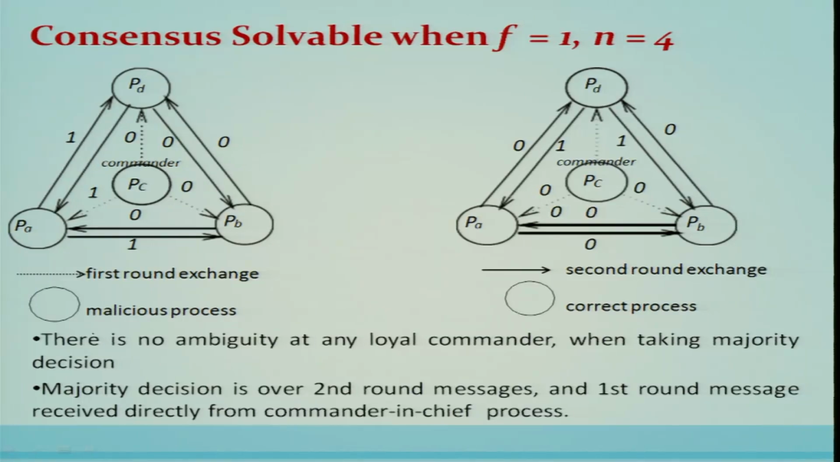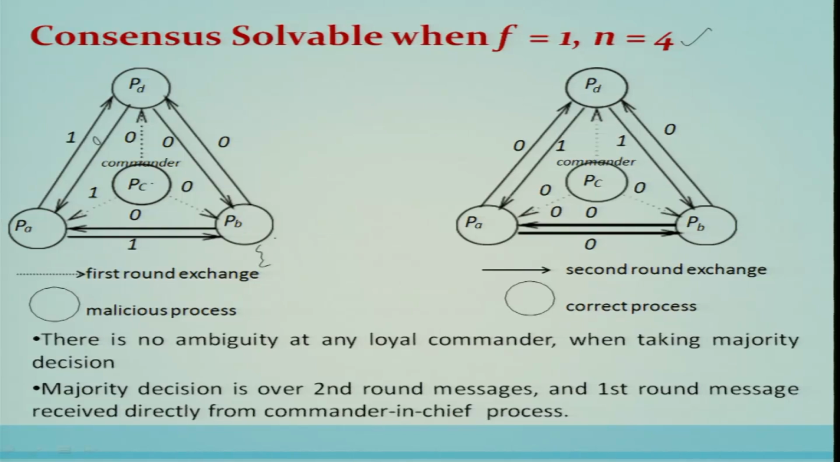Now agreement is possible when f is equal to 1 and the total number of processes is 4. So we can see how agreement is possible. We can see the commander PC. So this is the source. Since it is faulty, it will send 0 to PD, 0 to PB, but 1 to PA in the first round. So PA, after receiving this 1, will send 1 to both the neighbors. Similarly PB, after receiving 0, will send 0. Why? Because it is non-faulty. Similarly PD, after receiving 0, will send 0 at both the ends.